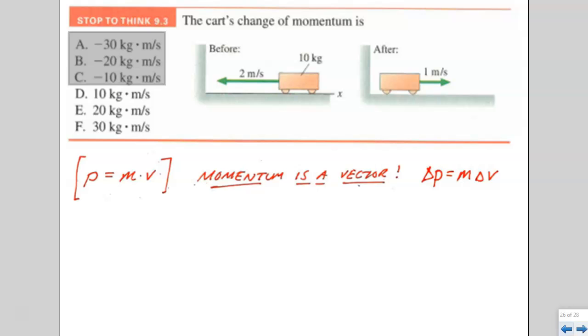So let's find the actual change in momentum. Let's find its change in velocity first. So we'll do final minus initial, so 1 meter per second, which is positive because it's going to the right, so positive 1 meter per second, minus negative 2 meters per second. 1 minus negative 2 is 1 plus 2, which is 3. So its change in velocity is 3 meters per second multiplied by the mass of 10 kilograms. That gives us 30 kilograms meters per second.